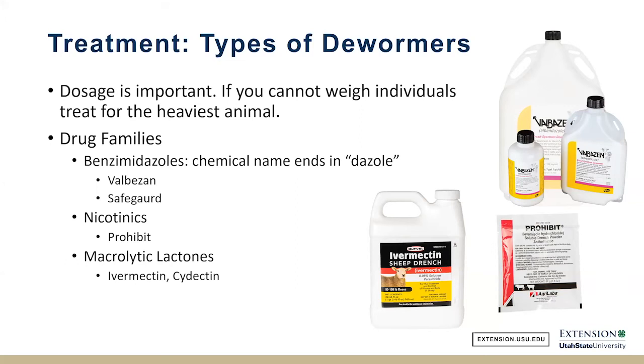Some of these drug families include benzimidazoles, which includes Valbazen, a pretty popular drug we use, nicotinics, which includes Prohibit, and then lactones like ivermectin, which is also a very popular drug. Each one has its own set of rules of how soon you can slaughter after, and whether or not you should use it during pregnancy. So making sure that you read the label is vital to this.